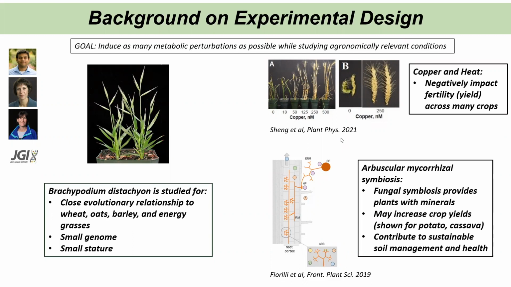The second condition we chose to study is arbuscular mycorrhizal symbiosis. This is agronomically relevant as well, but for the opposite reason as the copper or heat stress. In this condition, the fungal symbiosis provides the plants with minerals. It has been shown to increase crop yields for different species, and it can contribute to sustainable soil management and health. We collaborated with the Harrison lab for this. They are definitely experts in studying symbiosis.